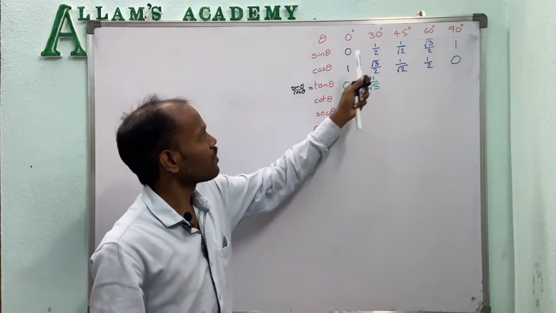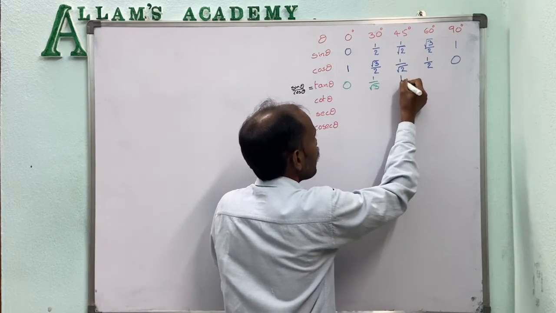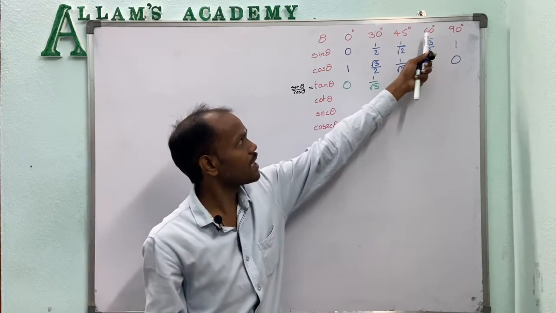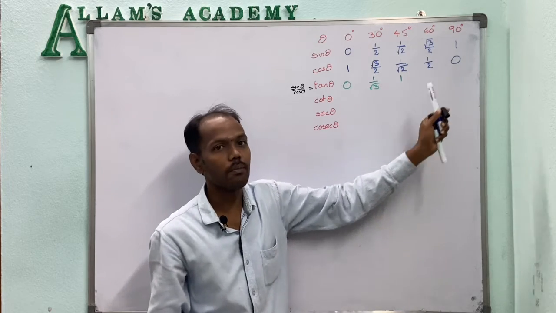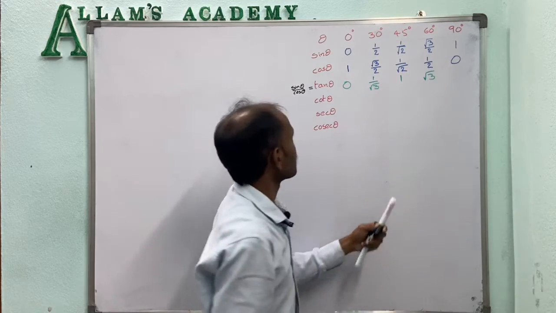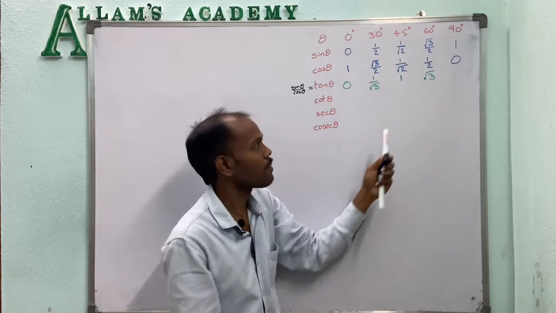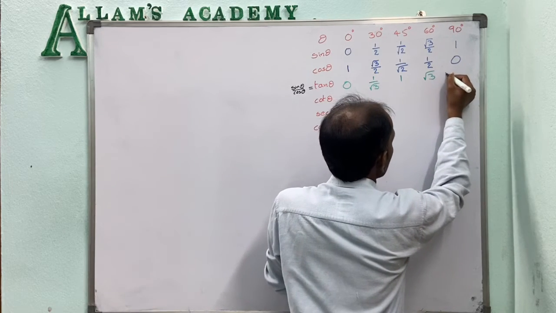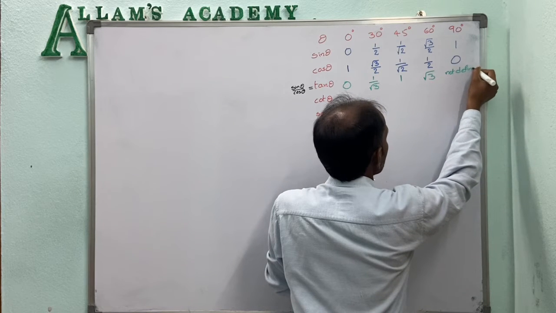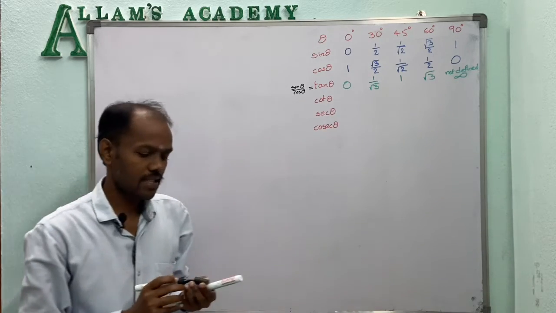Next, tan 45 equal to 1 by root 2 by 1 by root 2 equal to 1. Next, tan 60 degrees equal to root 3 by 2 by 1 by 2, that is nothing but root 3. Next, tan 90 equal to 1 by 0, which is not defined. Not defined is indicated by that symbol.